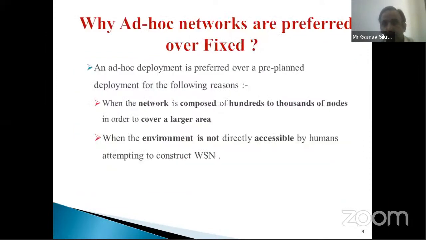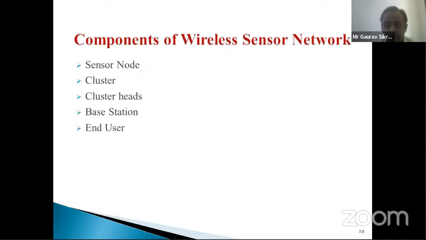So why do we opt for ad hoc networks? Because when the network is composed of hundreds to thousands of nodes, in order to cover a larger area, we can only rely on ad hoc networks, not on fixed nodes. Because once any node becomes defective, the data could not be transferred to the later stages, when the environment is not directly accessible by the humans attempting to construct wireless sensor networks.